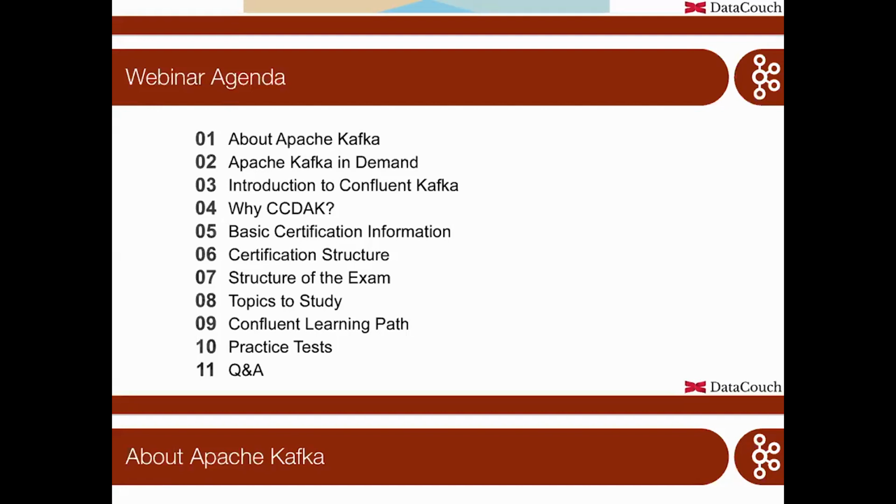Then we will be discussing the basic certification information, like what kind of things you can expect in the certification and what the structure of the certification is. We will look into that. And after that, we will see the topics that we want to focus on for this particular certification. Then we will have some discussion on the Confluent learning paths, so which trainings Confluent offers. And then we will be looking into some practice tests that we have.